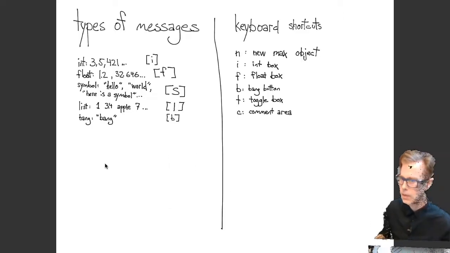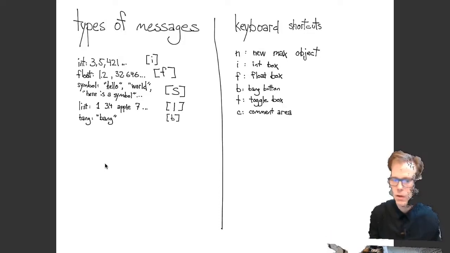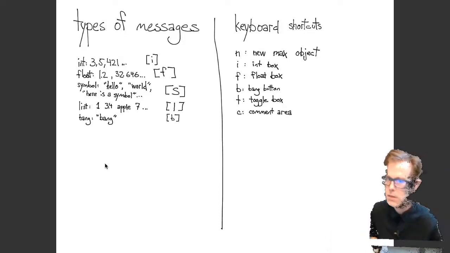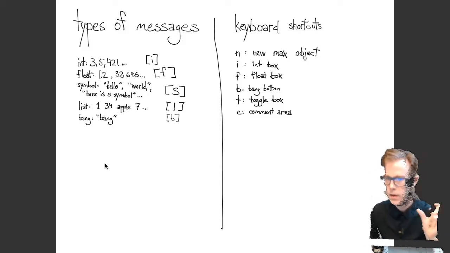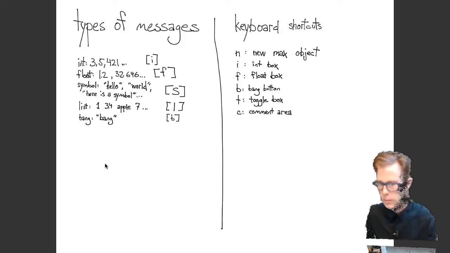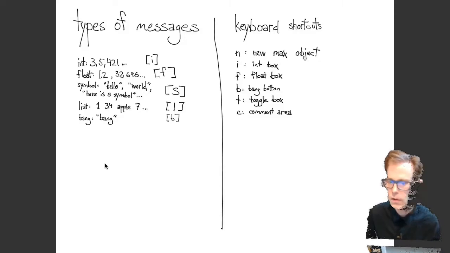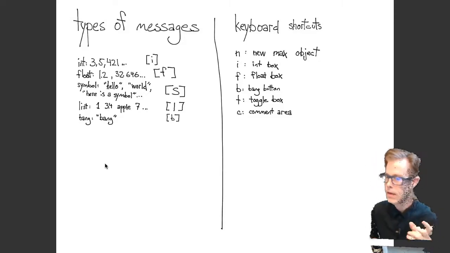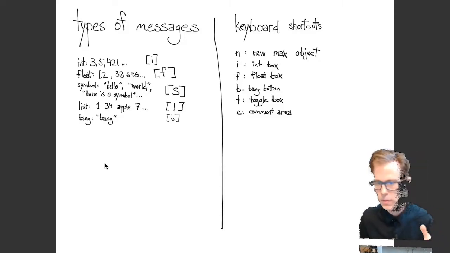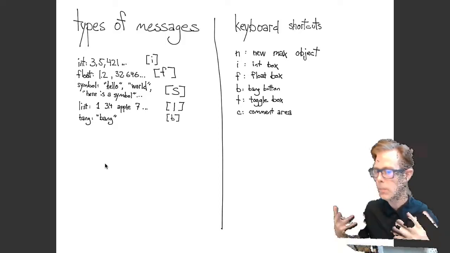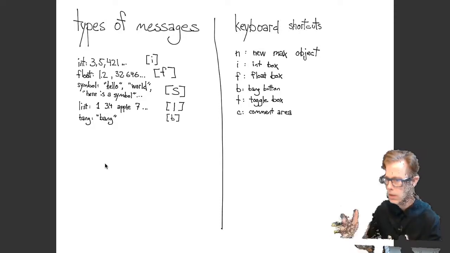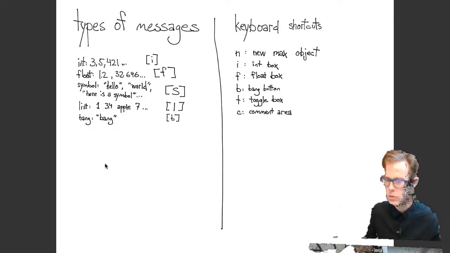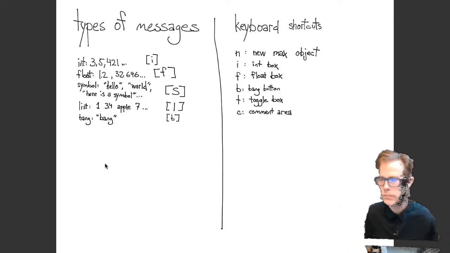These are just some short codes that you're going to see when you're working with Max. So integers are going to be referred to with an I, floating point numbers with an F, symbols with an S, lists with an L, and the special bang message with a B. Again, a bang is going to trigger output from objects without changing any parameter values.